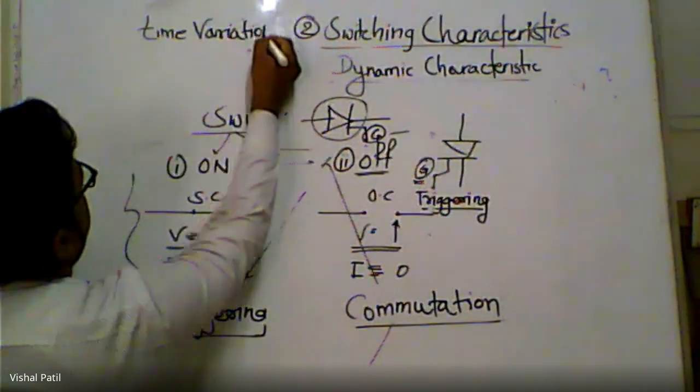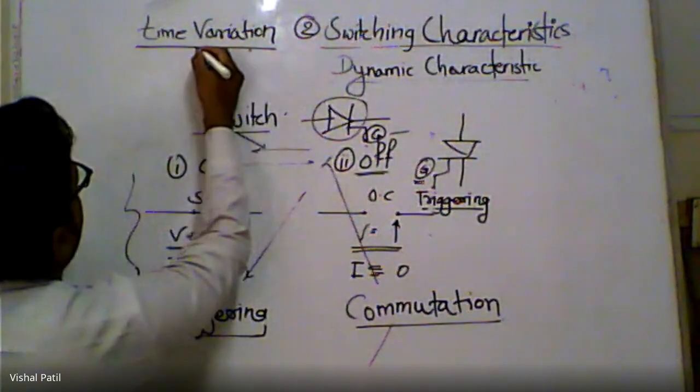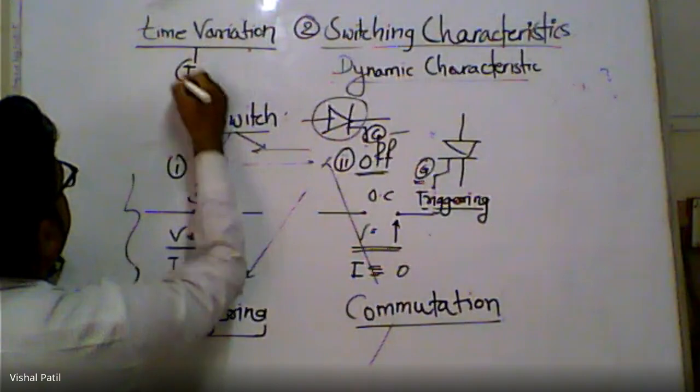Switching characteristic is a time variation of what? Current. Important parameter is current.